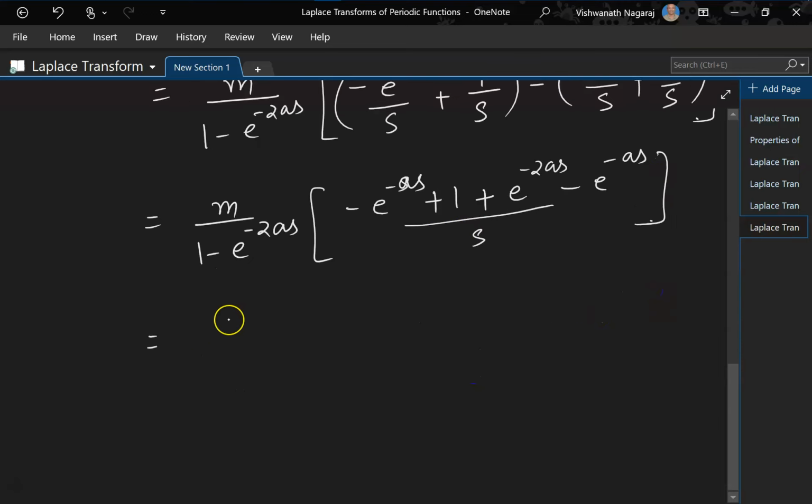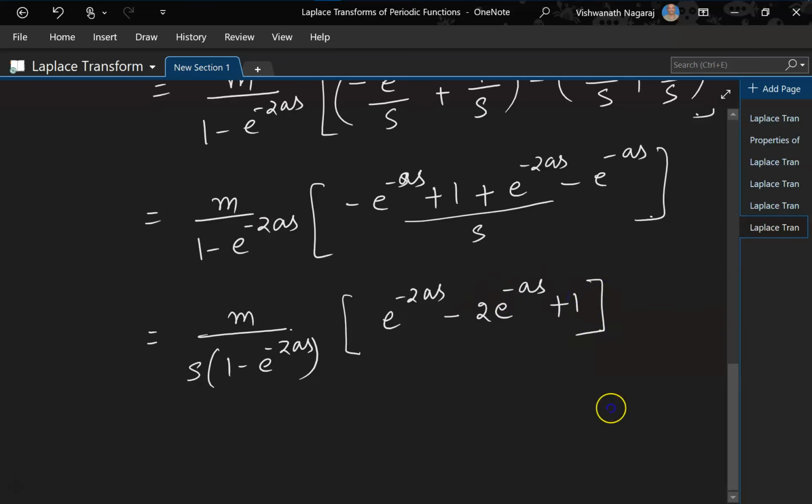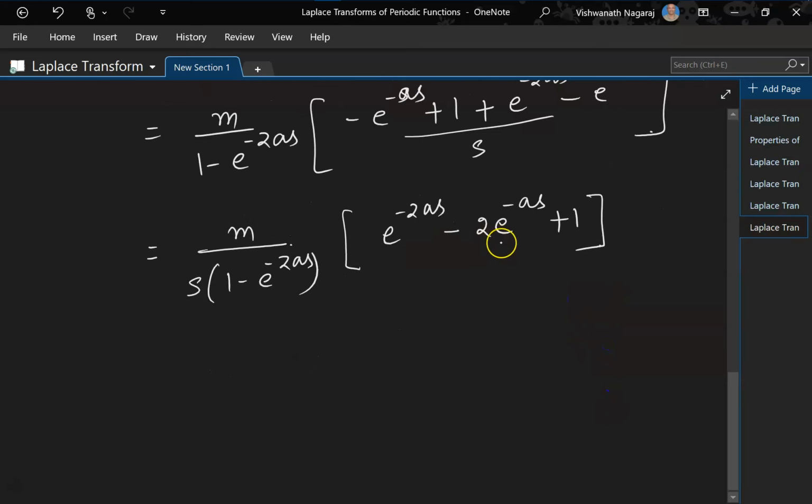That s in the denominator can be brought out. So s times 1 minus e to the power of minus 2as, and this becomes e to the power of minus 2as minus 2e to the power of minus as plus 1. Now, if you look at this, this is a quadratic equation, right? Here there is a square, here there is a 1.